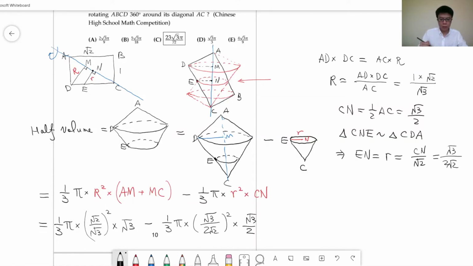Now CN, we already know is 1/2 of the diagonal, √3 over 2. And then we calculate this, and we see this equals 23 √3 over 144 pi. Sorry, this should be 144. Okay? And then the answer is, this is just the half volume, okay? This is just the half volume.